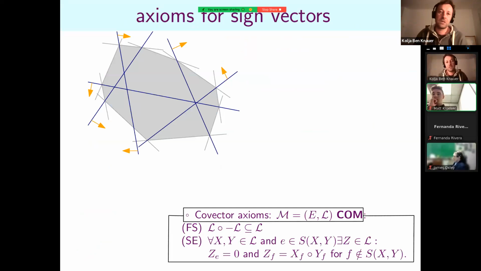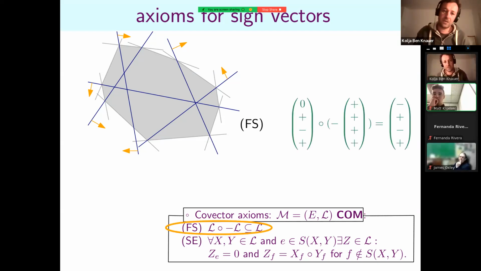Yeah. So let's now see what we can say about these sign vectors. We are slowly getting to a more axiomatic setting. So what can I say about the behavior of these sign vectors that I get from a realizable complex of oriented matroids? They satisfy two axioms. One is called phase symmetry. So let's see what this means.